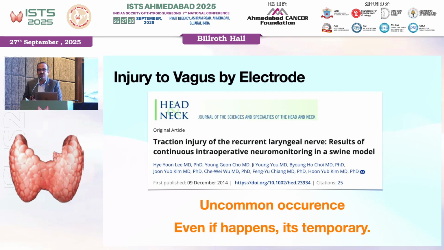So basically, injury to the vagus, this is again from an animal model where they put on an electrode, pushed it, yanked it with all the force that they can. What they saw was the electrodes are very soft, they come out easily. Even if it leads to palsy, the palsy is temporary and the cord usually improves within a month. So again, the electrode usually doesn't cause any tractional or direct injury to the vagus.